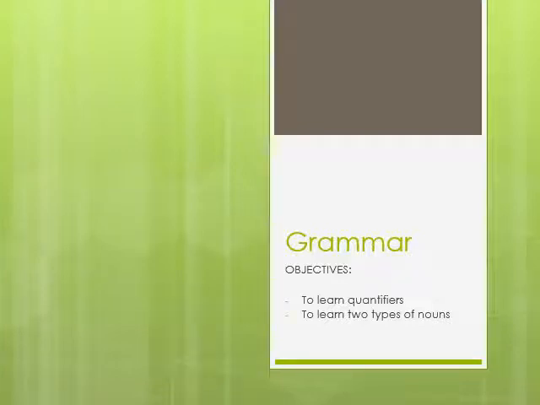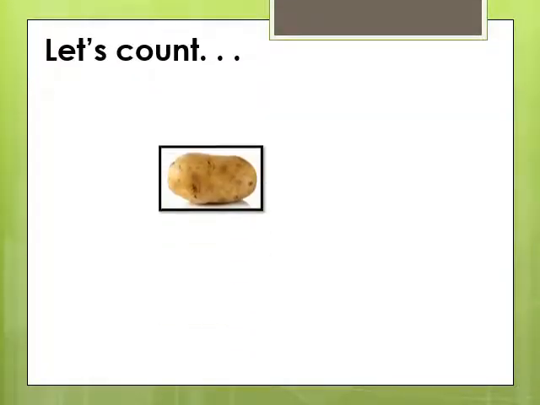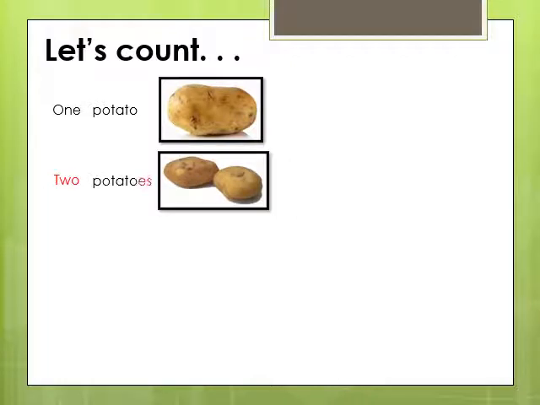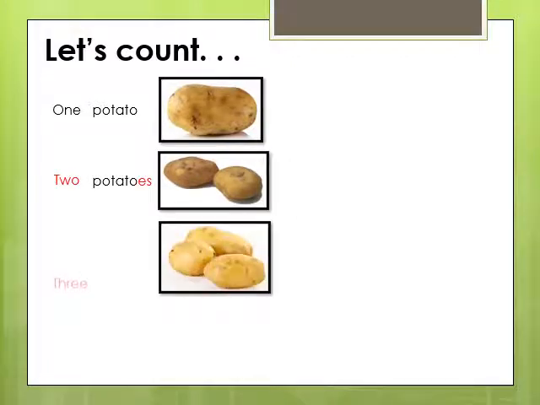Great guys, today we'll see a piece of grammar and the objectives are to learn quantifiers and to learn two types of noun. Let's start by counting, okay? Let's count. We have 1 potato, 2 potatoes, 3 potatoes.